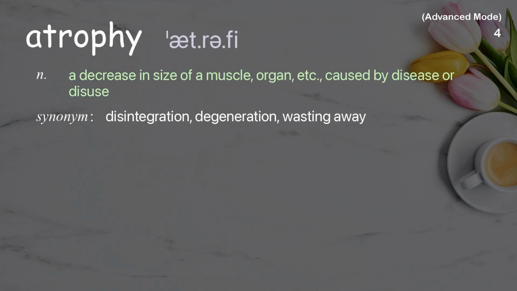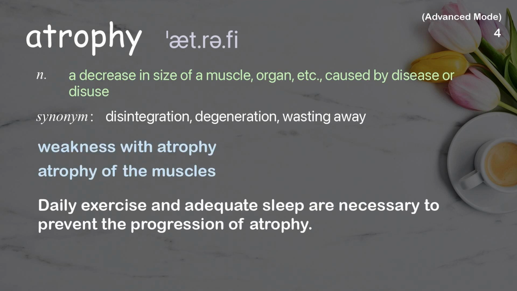Atrophy. A decrease in size of a muscle, organ, etc., caused by disease or disuse. Examples: Weakness with atrophy. Atrophy of the muscles. Daily exercise and adequate sleep are necessary to prevent the progression of atrophy.